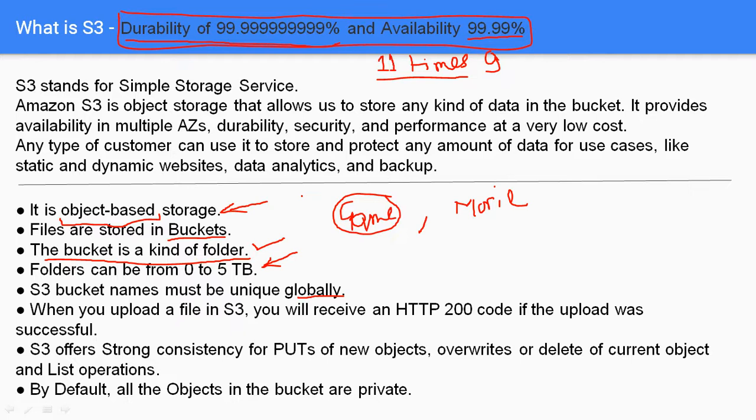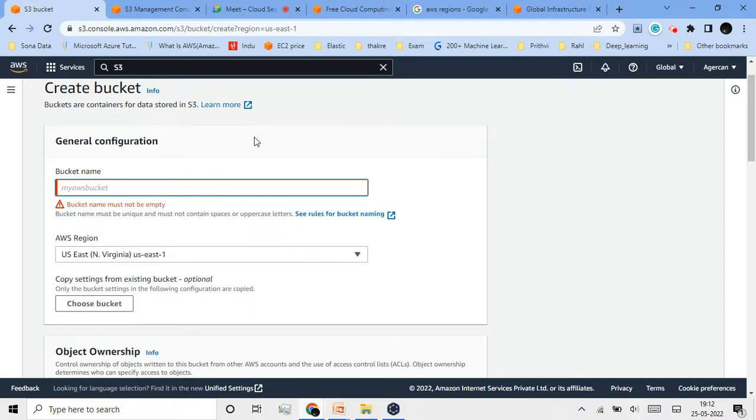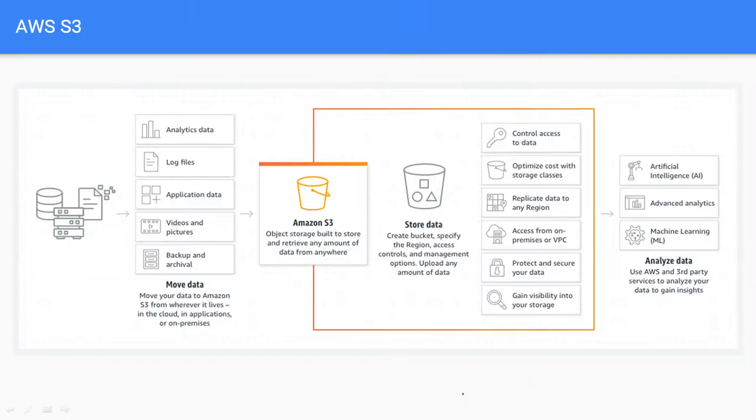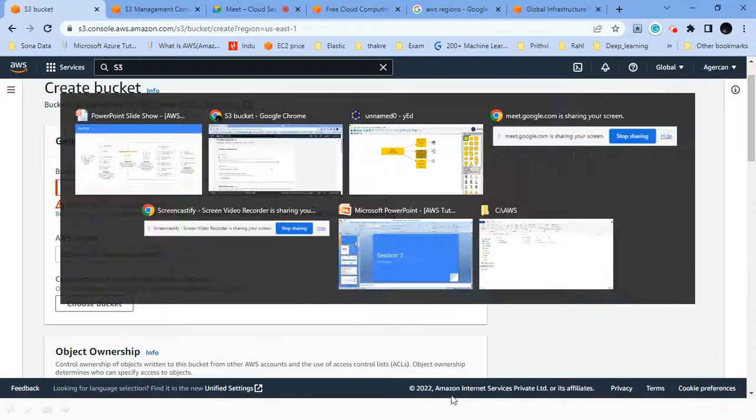One more good thing is that S3 provides a kind of REST concept, where you can save data, delete data, and update data. A REST concept I think everybody knows, correct? S3 offers consistency for put of new objects, overwrite or delete, and list operations. By default, all the objects in the bucket are private. I will explain in detail how you store the object. So let's jump here.